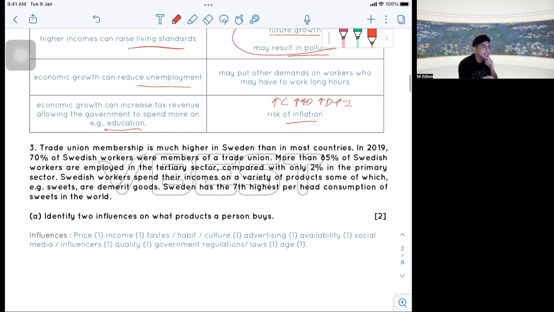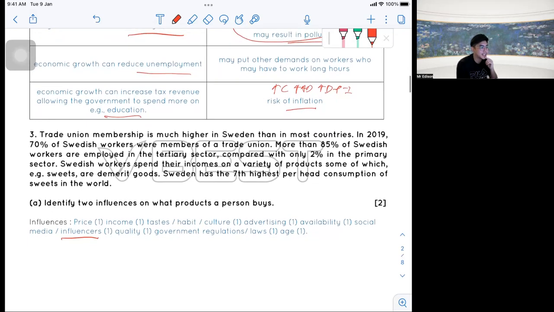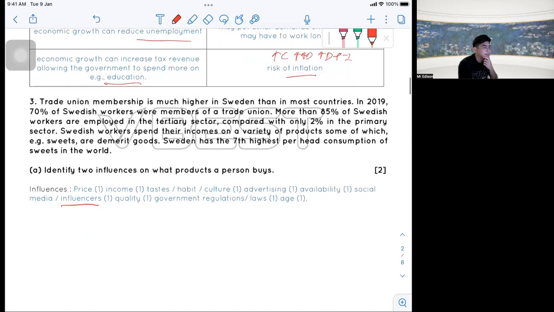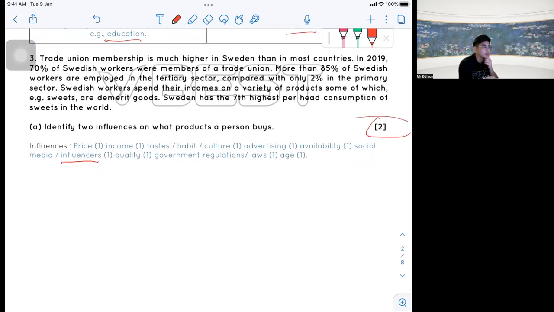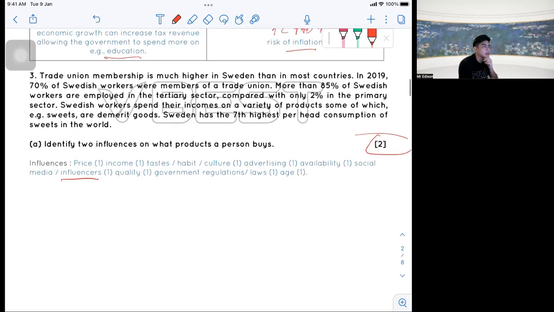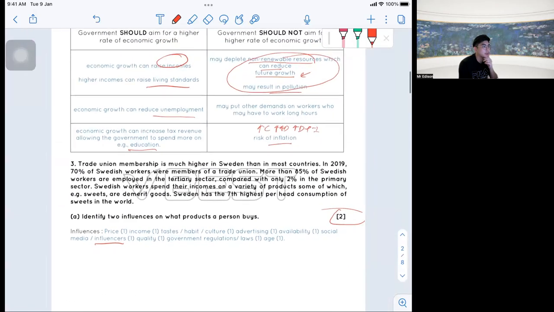Common sense, this one. Price, income, taste, advertising, availability, social media, influencer. Wow, they actually use the word influencer. Wow. Yes, we have social media influencer, right? And sometimes we call it KOL, key opinion leader. Okay, and yeah, anything that makes sense to you. Just two. Let's look at that. Oh, take a screenshot for this page.